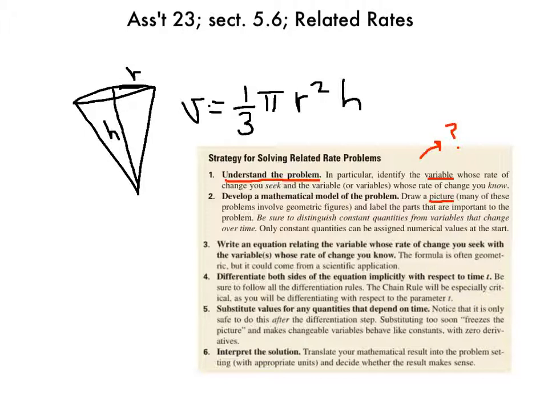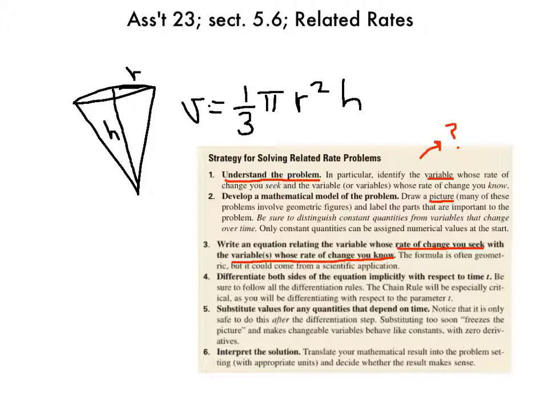It might be a cone, it might be a cylinder, it might be a right triangle, it might be any kind of triangle, but it's very important to be able to visualize as well as algebraize it. It's a nice word, algebraize. Make sure you understand what it is that's changing and what it is that's remaining constant. So at that point, you want to write an equation that takes the variable whose rate of change you're looking for, along with any variables whose rate of change you know.